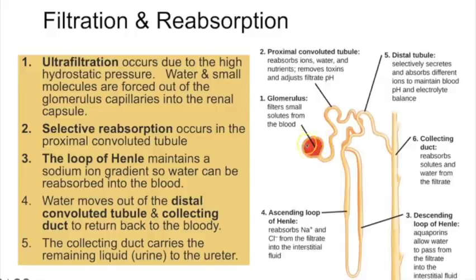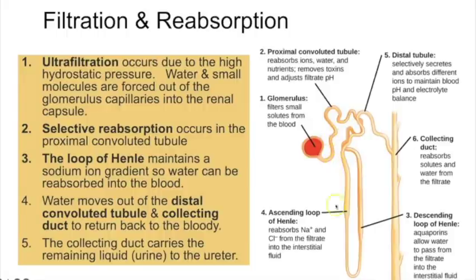So the way this happens is, step one, as the blood flows into the glomerulus, the capillaries there, because there's a really, really high hydrostatic pressure, water and small molecules are forced out of the capillaries and into the renal capsule, which is this yellow part here, and the glomerulus is all of the red bit there where you have the capillaries. You've then created this filtrate, and that filtrate will then start to pass through to the proximal convoluted tubule. And this is where selective reabsorption occurs. So glucose is reabsorbed in the proximal convoluted tubule.